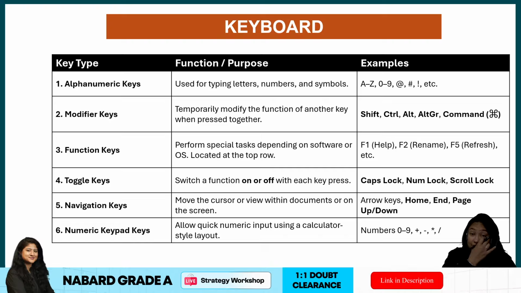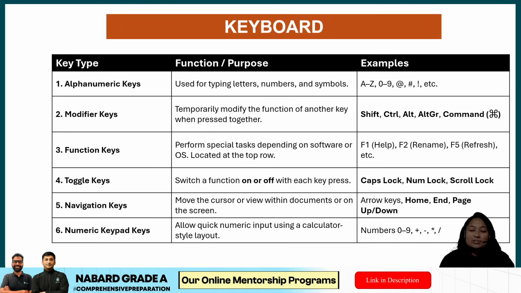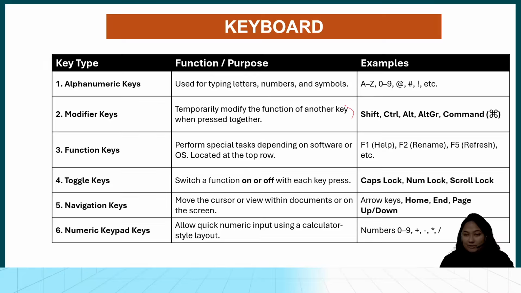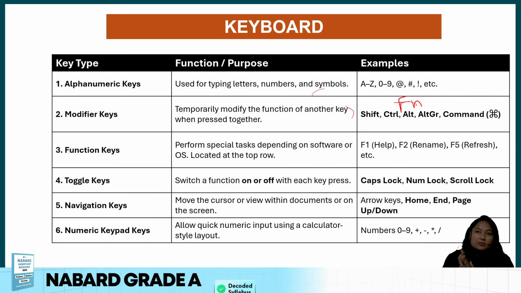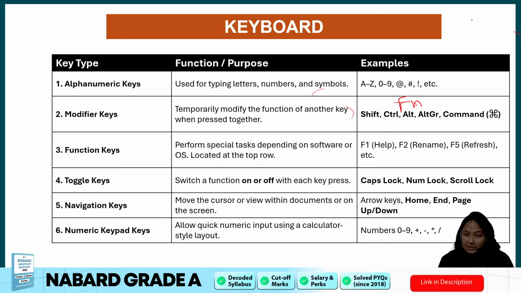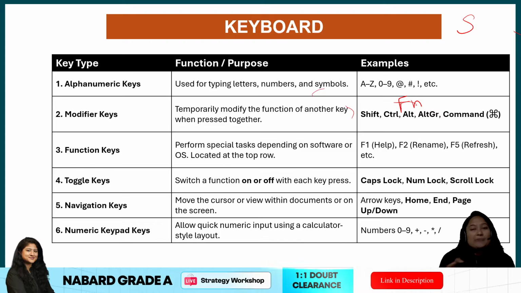Okay, then we have the modifier keys, under which we have shift, control, alt gr, and command. Beside this, you can also add function, Fn. Okay, all these are known as modifier keys. Why? Because when you press these keys with some other button, they will change the function of the key. See, usually if you press S, you will see the letter S being typed, but when you press Control S, what will happen? The file will get saved. So that is a modifier key, because the function of S has been modified.